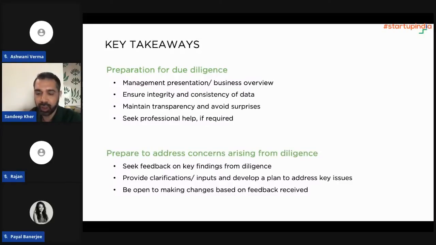From a seller's perspective, what I would guide all founders to focus on is to make sure that there are no surprises, because that often collapses the transaction due to loss of trust. So you'll always be well served if you prepare for your diligence and not take it lightly.